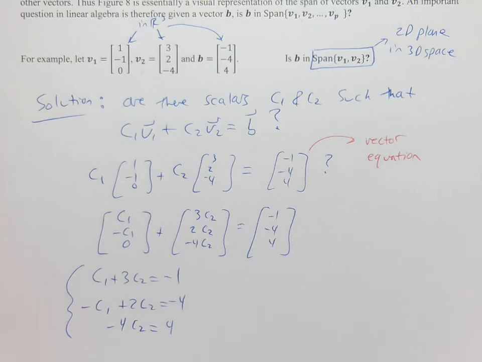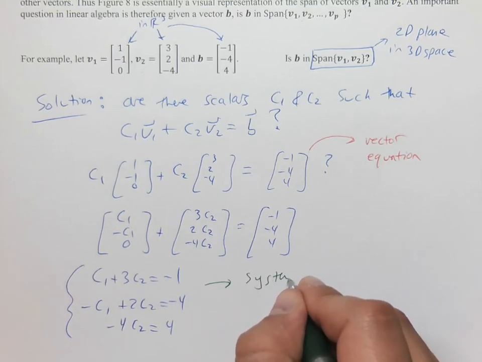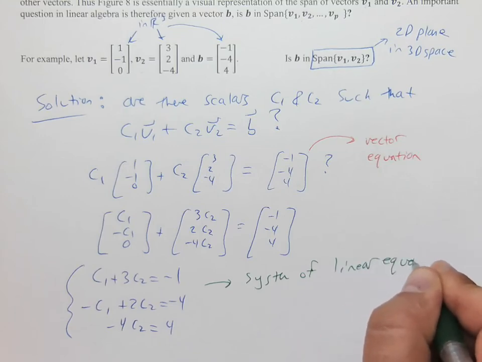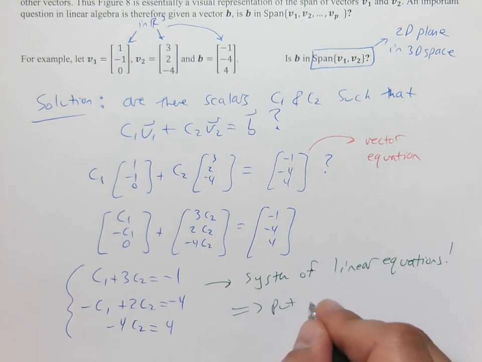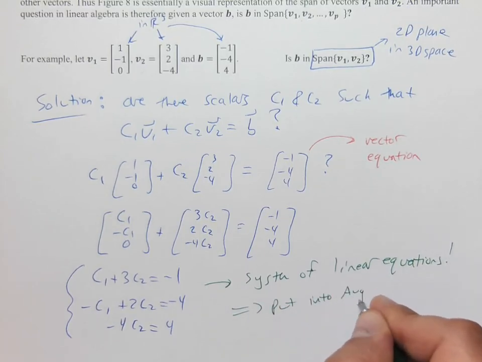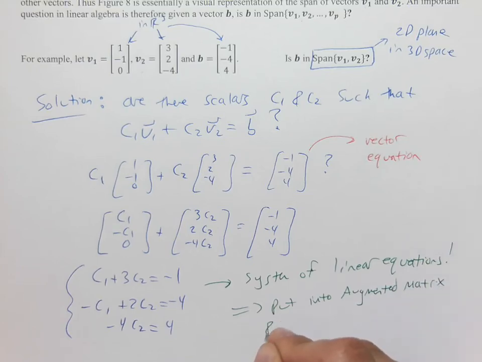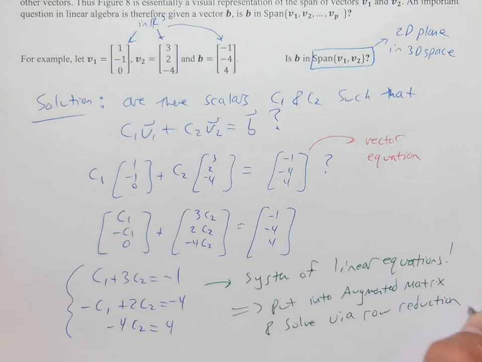And this is now something we know how to solve. This is something we've learned how to solve in the last couple sections. This is a system of linear equations, and we know how to solve that. We know how to put it into a matrix, an augmented matrix to be more specific, and solve via row reduction. So that's how we can figure out if B is in the span.